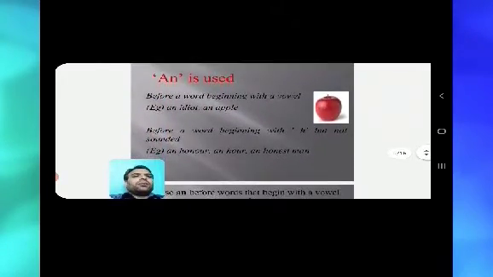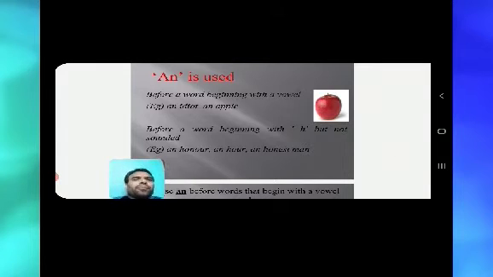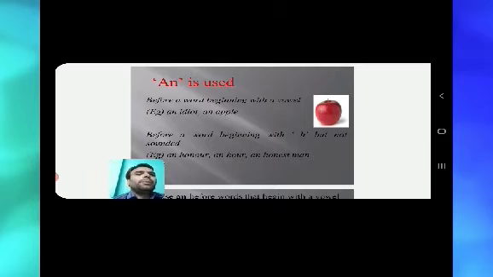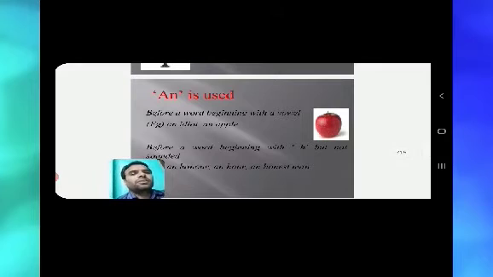And when should we use an? An should be used before a word beginning with a vowel sound. Remember, when we are taking a vowel-sounded word, it should carry an in front of it: an idiot, an apple. Many times you might have seen such kinds of words.